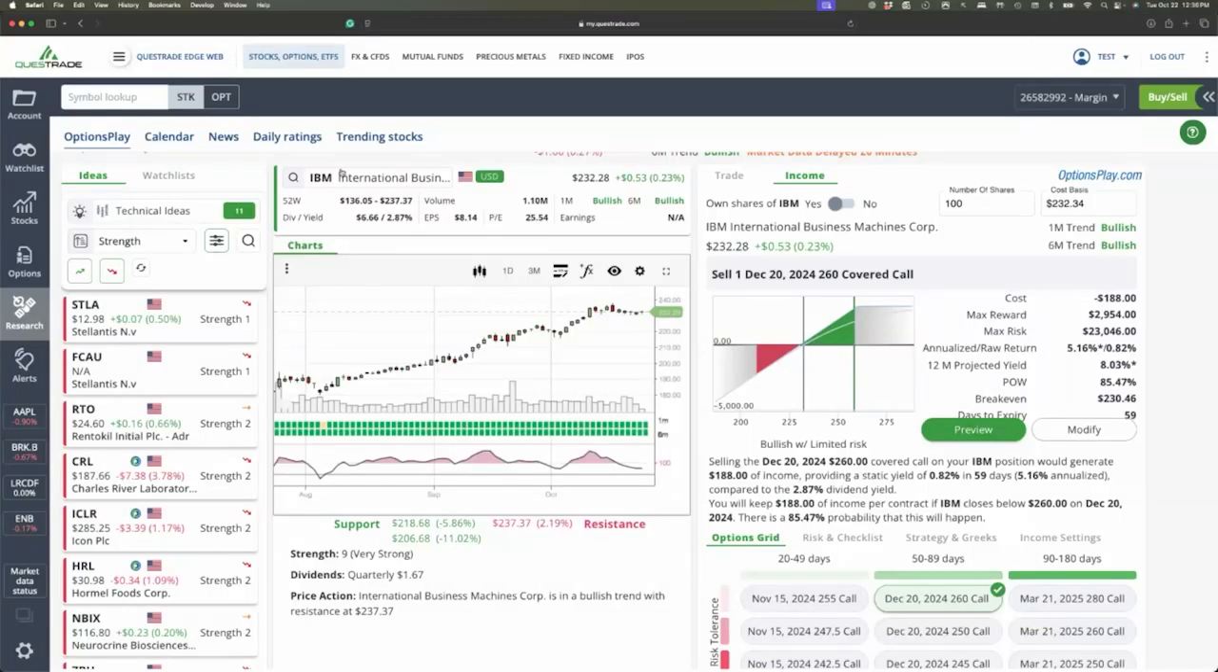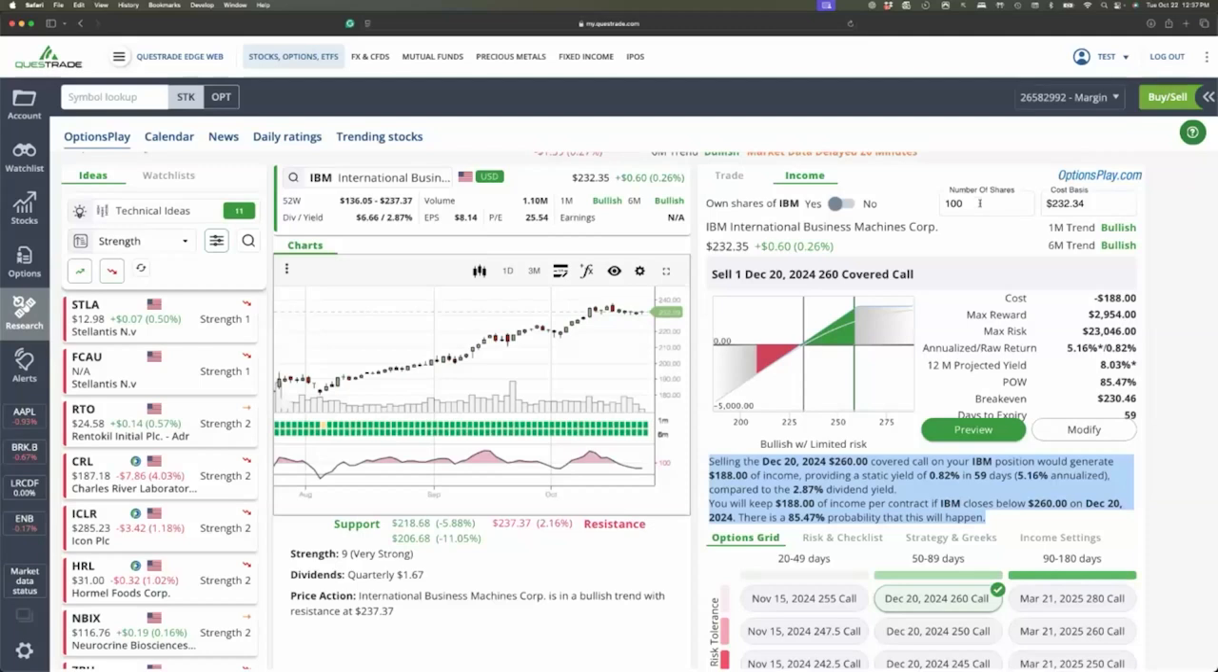So for example, when I click on IBM, it's trading at 232. The December 20th 260 covered call is that medium-term conservative strike price. And it gives me all of the relevant information that I need to understand the strategy. So if you're selling a covered call for the first time, it'll explain to you selling that December 260 call will generate $188 worth of income.